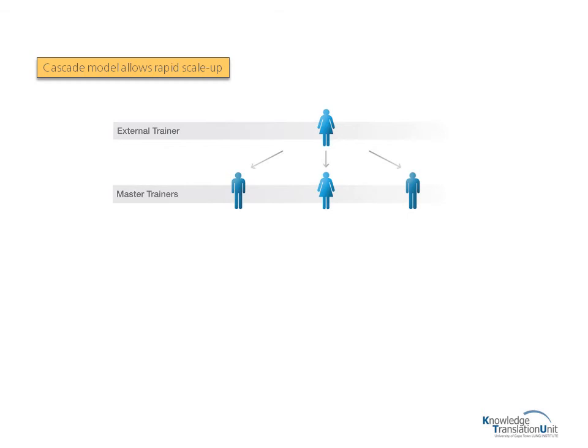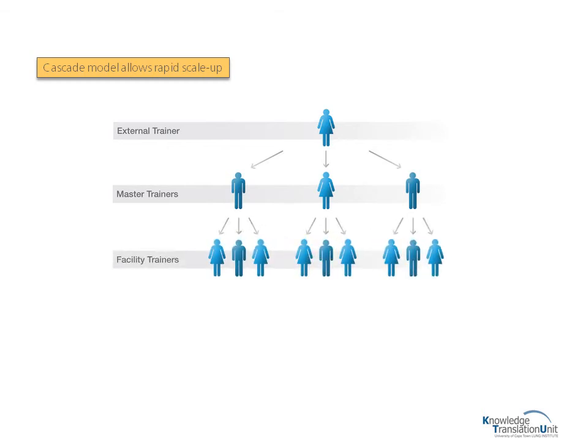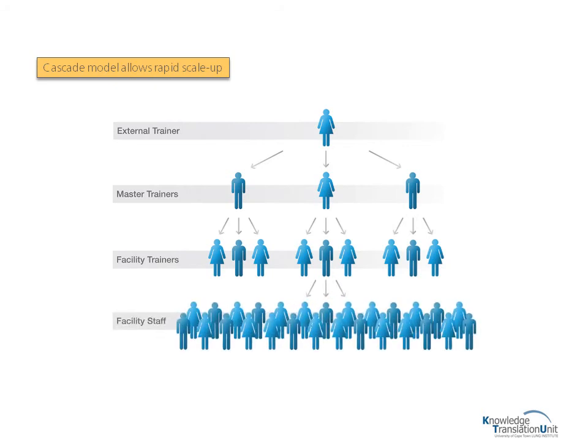Scale-up is made possible by a Cascade Model. The Knowledge Translation Unit trains nurse middle managers as master trainers, who in turn train nurses as facility trainers. These facility trainers deliver the on-site educational outreach sessions and are supported to embed the use of the guideline in a facility. Their training focuses not only on guideline content, but also on the educator skills needed to ensure that they can equip colleagues at clinic level to implement the guideline. This Cascade model allows for rapid scale-up and integration of the program into the health system.